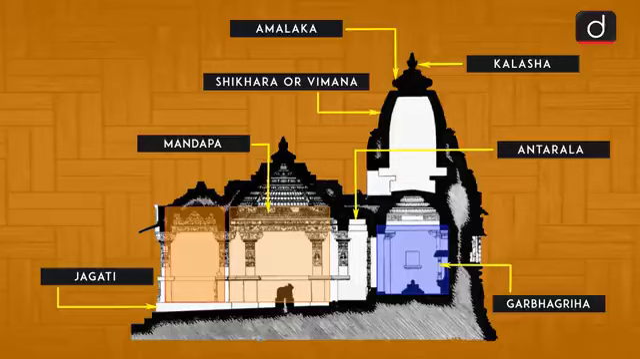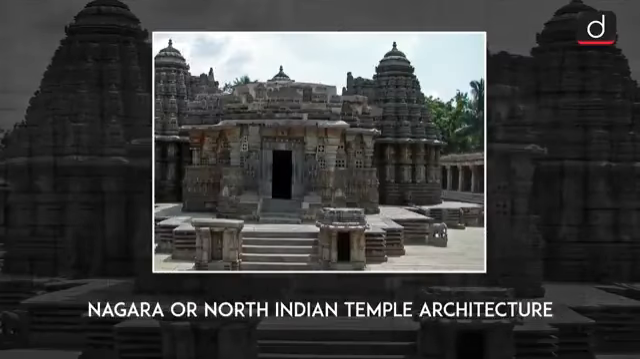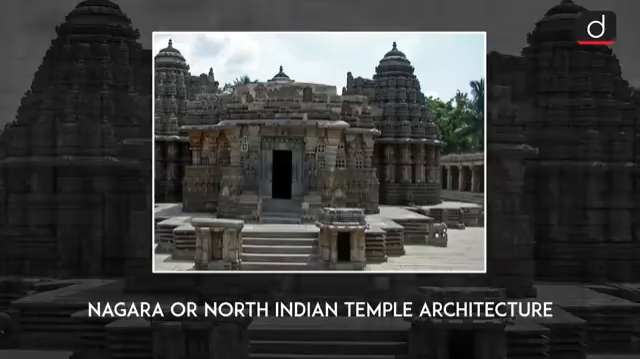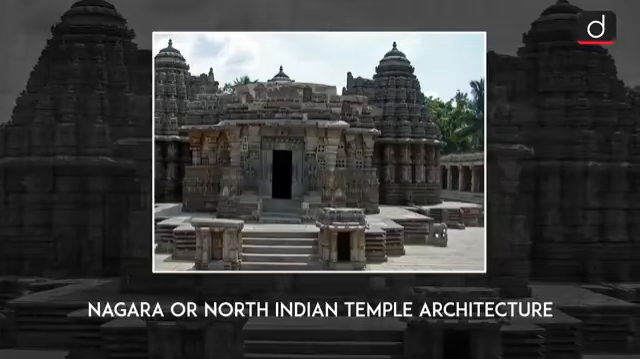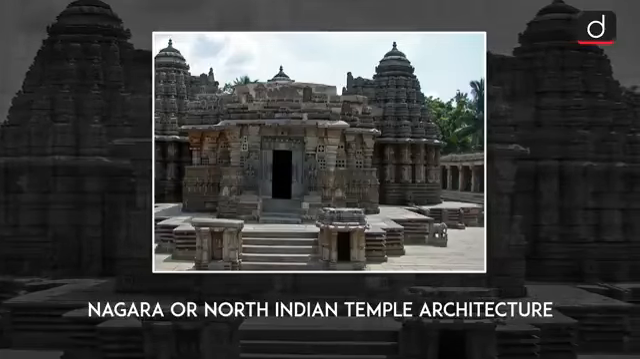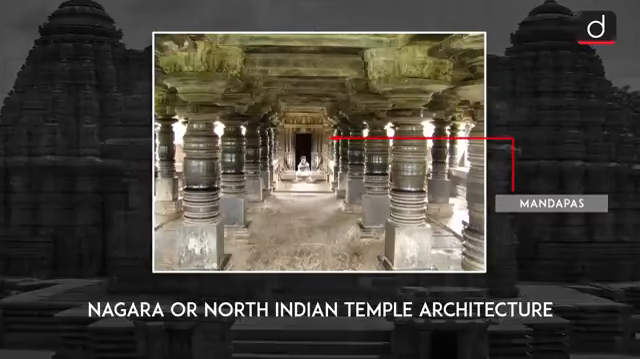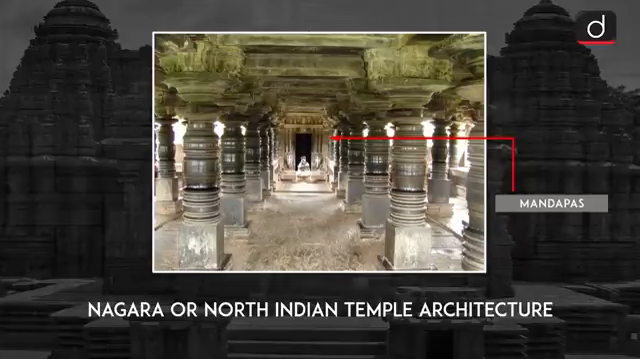Vahana is the vehicle of the main deity, which along with the standard pillar or dwaj are placed axially. Now looking at the Nagara or North Indian temple architecture. In the Nagara style, the temple is generally constructed on an upraised platform called Jagati. Mandapas are present in the front of Garbhagriha.